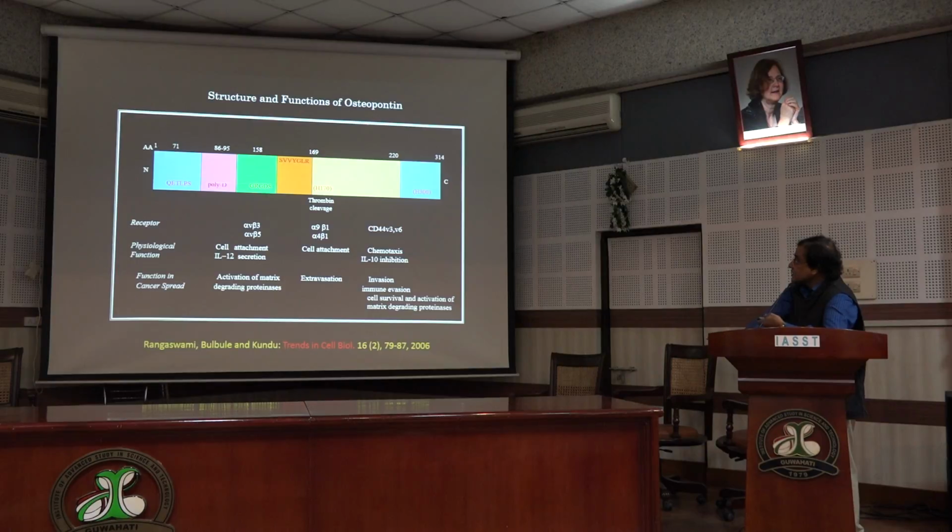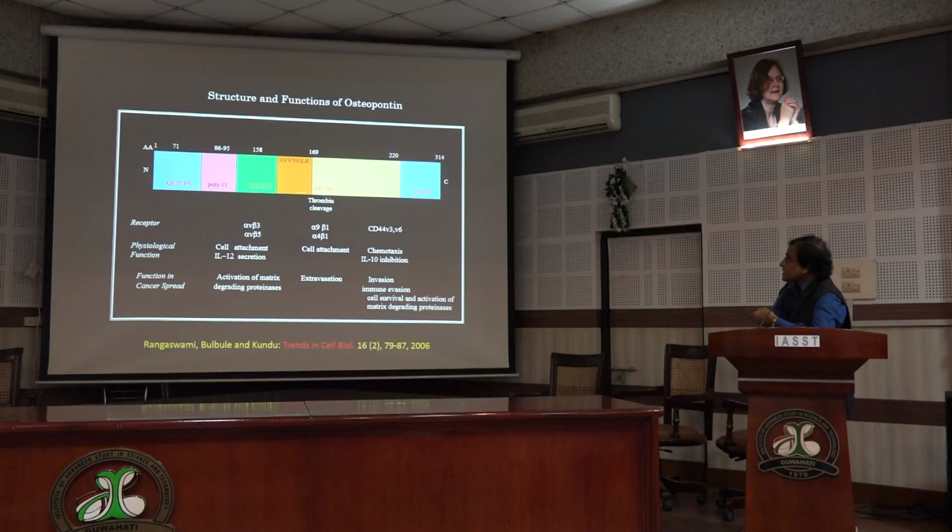This protein also interacts with other integrins like alpha 9 beta 1, but these integrins are expressed only in immune cells, not in tumor cells, whereas alpha V beta 3 integrin is expressed in tumor cells. So the alpha 9 beta 1 integrin interaction with osteopontin does not work through the RGD motif, but through another motif. What you see here is the SVVYGLR sequence. And this protein also has a thrombin cleavage site.